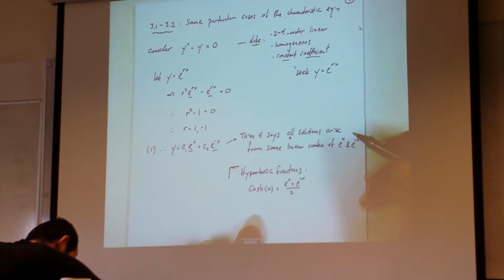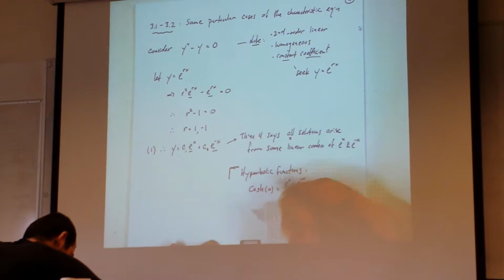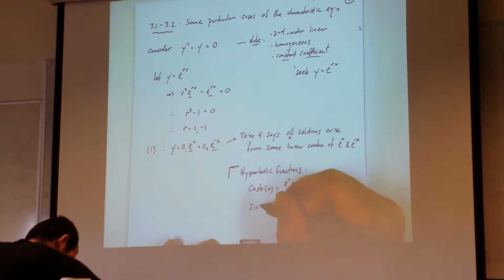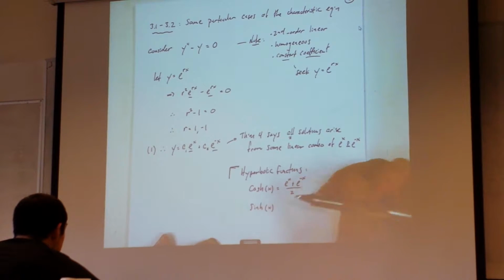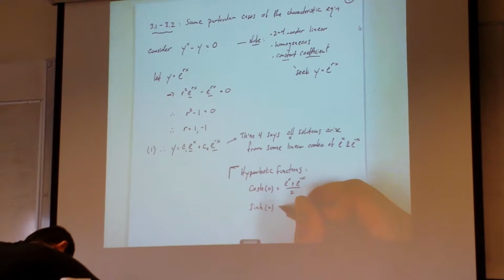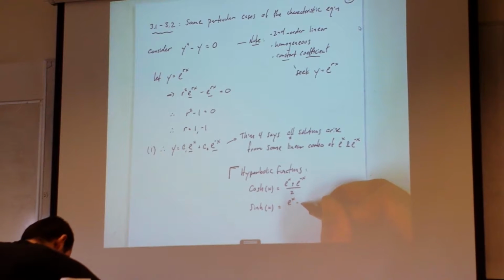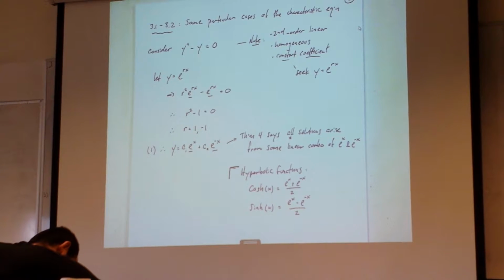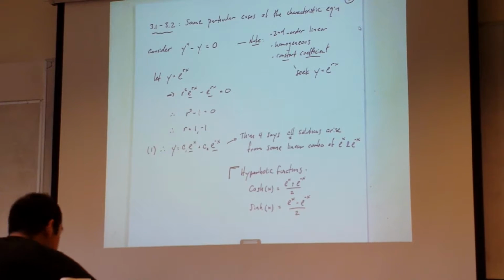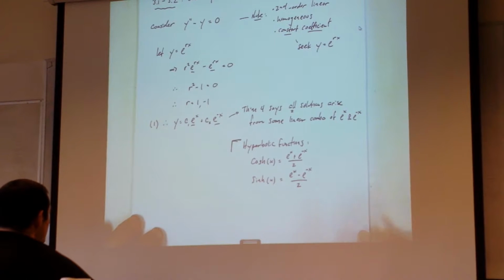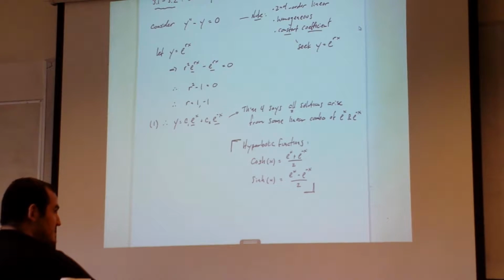And hyperbolic sine, sinh, is very similar: e to the x minus e to the negative x over 2. Okay. Do they have similar properties as the original cosine and sine? They do. Yeah, they do.